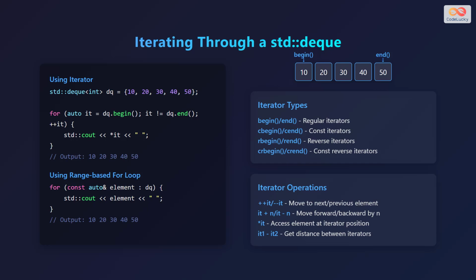You can use begin and end for regular iterators, cbegin and cend for const iterators, rbegin and rend for reverse iterators, and crbegin and crend for const reverse iterators. Use ++it or --it to move to the next or previous element. Use it+n or it-n to move forward or backward by n. Use *it to access the element at the iterator's position.